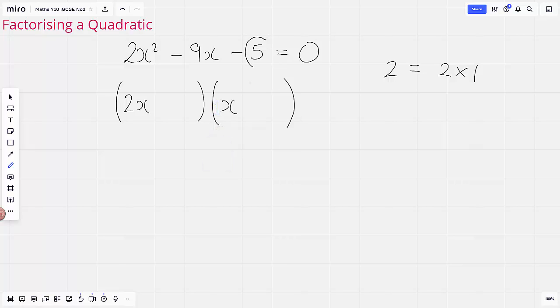Now we'll consider the 5. How do we get a minus 5? That's what we need when we multiply two numbers together.